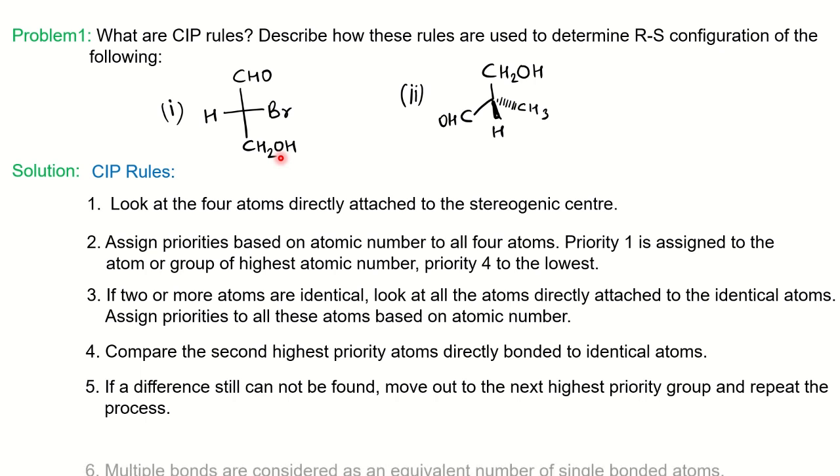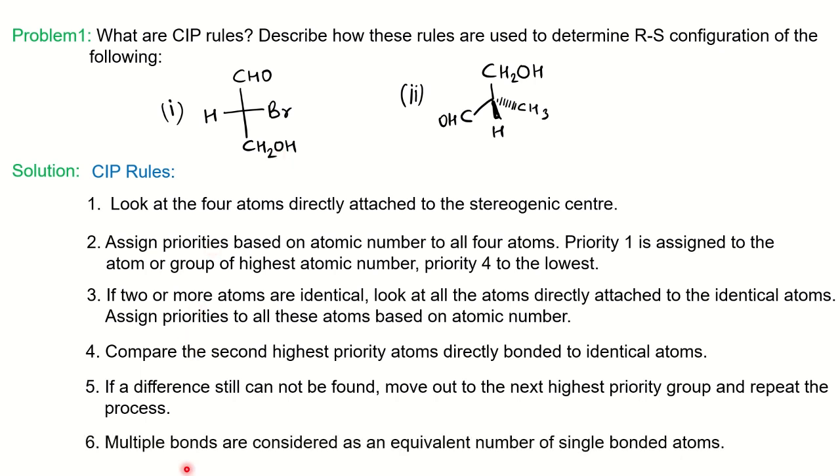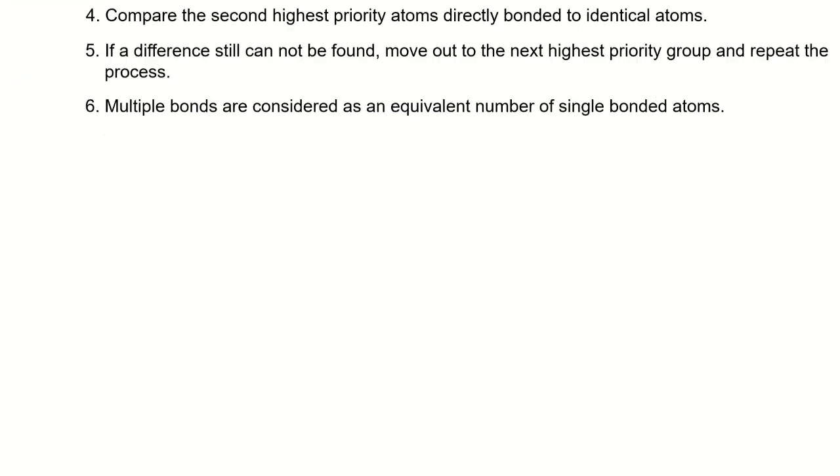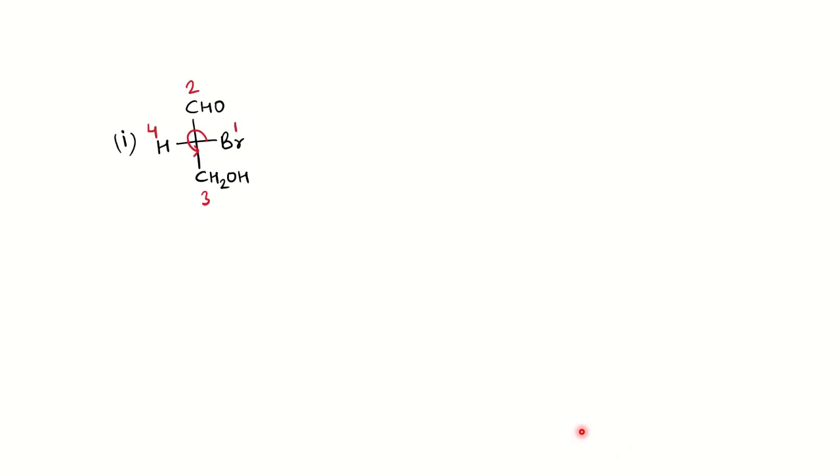In the case of multiple bonds, you have to consider an equivalent number of single bonded atoms. They mean duplicate and triplicate. If you have a double bond, it is duplicated, and if you have a triple bond, it is triplicated. It is a little confusing as of now, but we will see it once we discuss the first example. So now we will solve the first example.